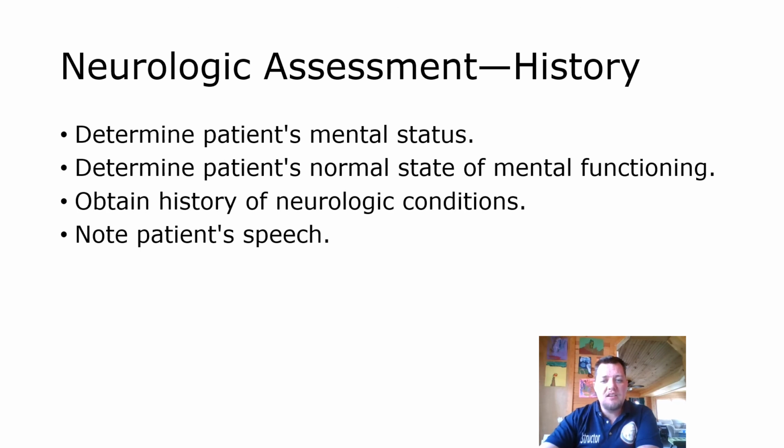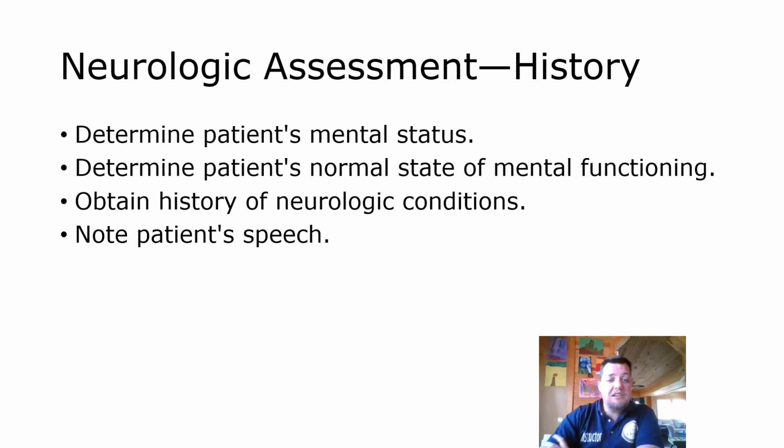Okay, so in our history, mental status: what's their normal state of mental functioning? Because if the patient isn't normal functioning, would be that they would be alert and oriented times 3 or 4, and their normal state on any other given day is alert and oriented times 2. They may know who they are and where they're at, but they don't know anything else. So we've got to determine what is their normal state of functioning.